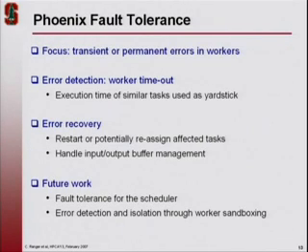But before we get to the performance results, let's talk about the fault tolerance model we used. We focused on transient and permanent errors in the worker, and our error detection scheme was based on worker timeouts. So if a task tended to be running a little bit longer than the other tasks, we assume it had an error and start the error recovery process. It included restarting the task, and if that failed after multiple times, we assume the worker had a permanent error, and we reassign that task to a different worker. The scheduler handles input and output buffer integration for you when these errors occur. In the future, we'd like to add fault tolerance for the scheduler and do some error detection and isolation through worker sandboxing.